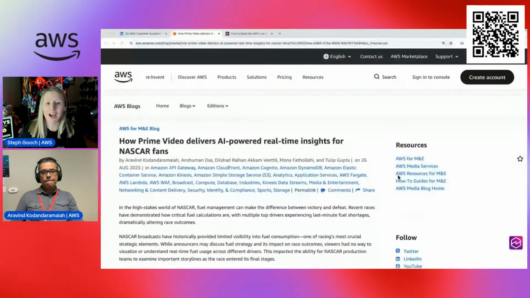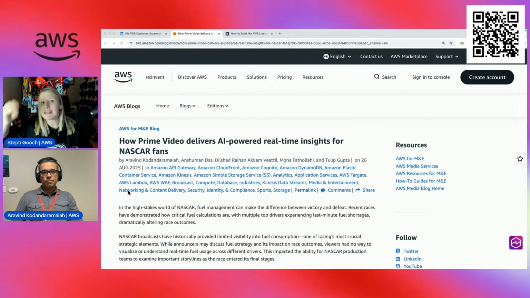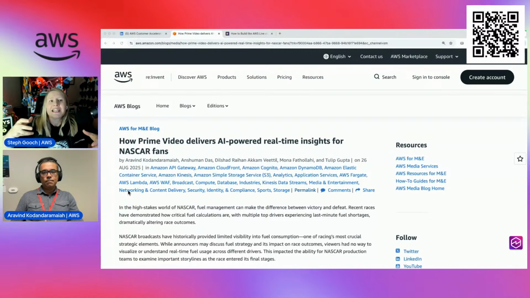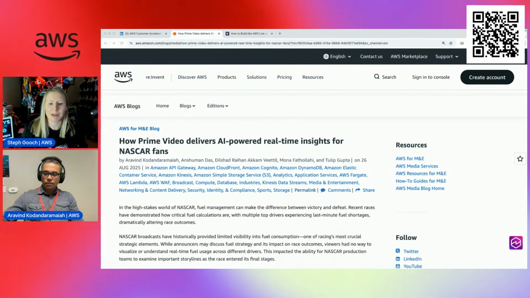Brilliant. So today we're going to be talking about this amazing solution, and I will make sure to share in the chat a blog all about the solution that I've worked on with Prime Video and NASCAR, about how they created these AI-powered real-time insights so that people, while watching the NASCAR events on Prime, could see the fuel numbers, and then the commentators could give behind-the-scenes information and knowledge about what's going on and why these things are happening, which is so cool. So check out that full blog there.